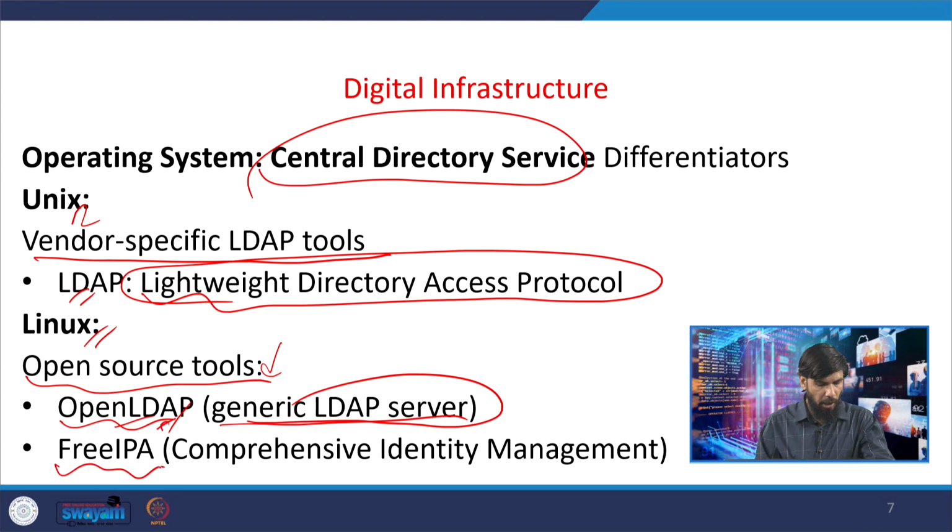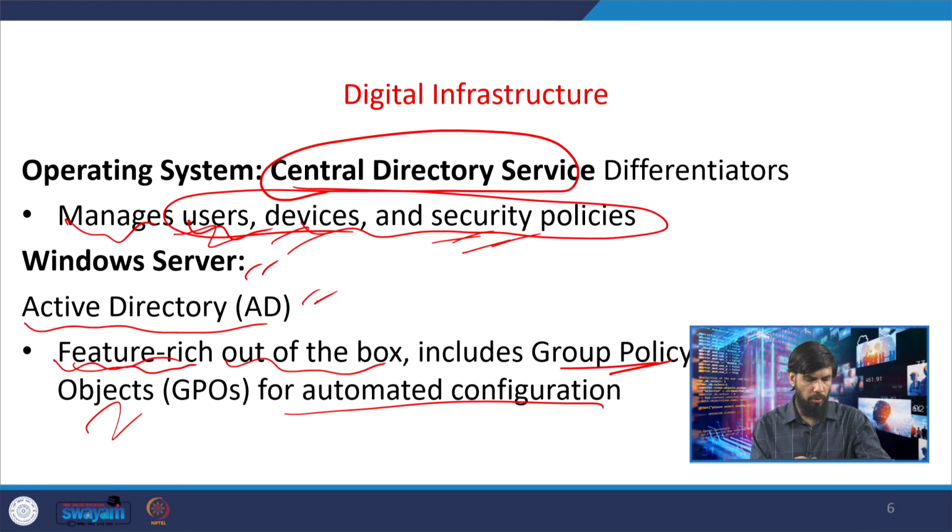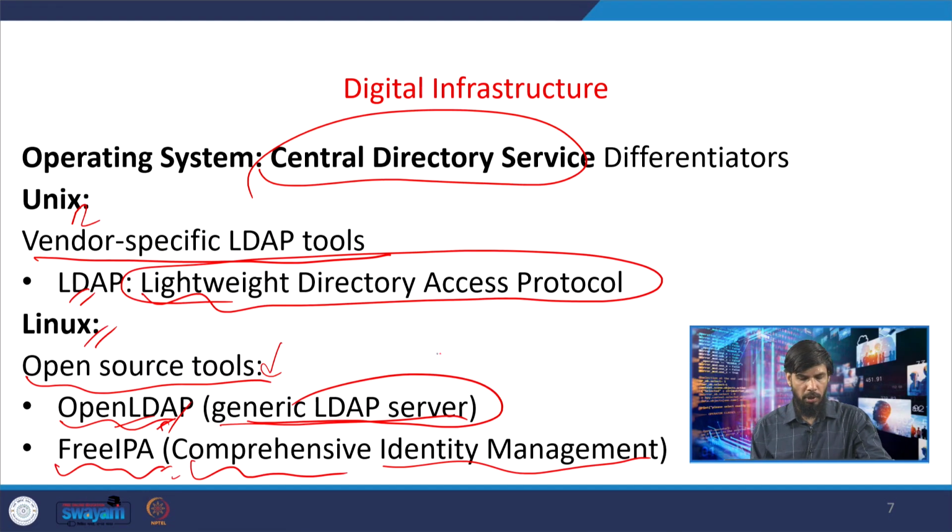Then there is another one, FreeIPA, which is a more comprehensive identity management suite, right. So it is in a way closer to what we have with Active Directory in Windows Server. So Linux again sits in between Windows and Unix. Unix has vendor specific LDAP tools and LDAP setup, Windows has a very feature rich Active Directory, and Linux gives both options: the traditional, generic LDAP tool, and also FreeIPA, a comprehensive identity management suite, which is available in the form of a package that users can install.